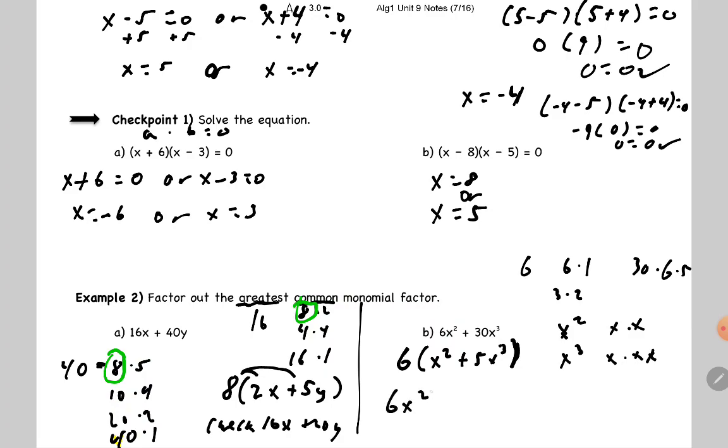So 6x squared, if I pull that out, x squared divided by x squared is just 1. And if I take x cubed divided by x squared, that'll give me 1x left. And this is factored. So one way to look at it, you're trying to find a number that divides evenly into both, and then take it out, but you want the greatest.